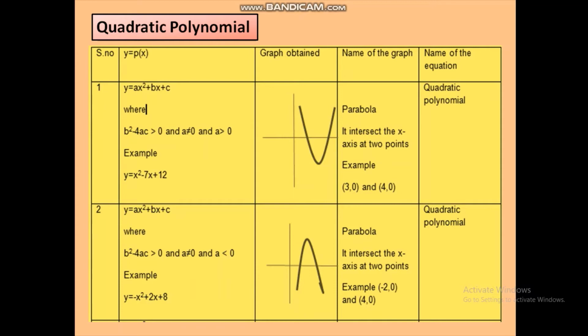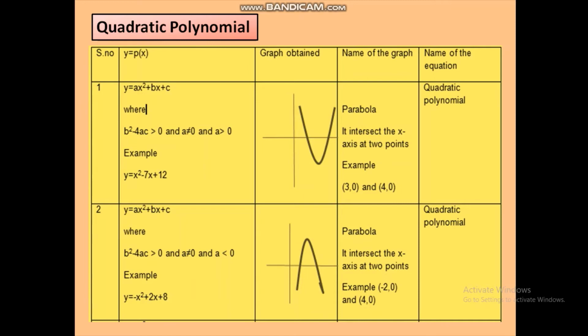So if we have an example, y is equal to x square minus 7x plus 12. If we plot the graph line for this equation, we get the coordinates of the points of intersection as (3, 0) and (4, 0). So 3 and 4 are known as zeros of this polynomial.